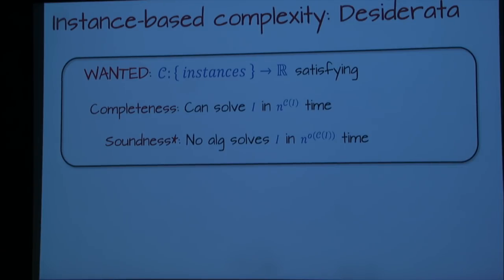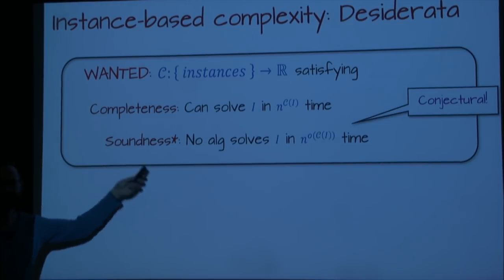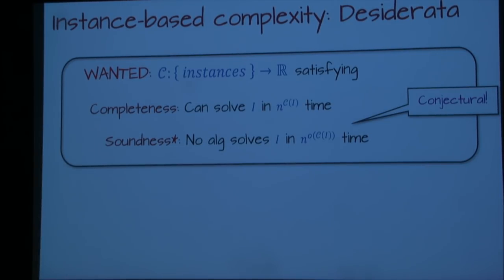Defining exactly what we mean here will be a problem. I want to say that no algorithm can solve I in less than that, in n to the little o of C of I time. Ideally, if we could do that, then we would basically have an instance-based complexity theory. Again, this part will obviously be conjectural, because without P different from NP, we don't know how to prove any hardness.